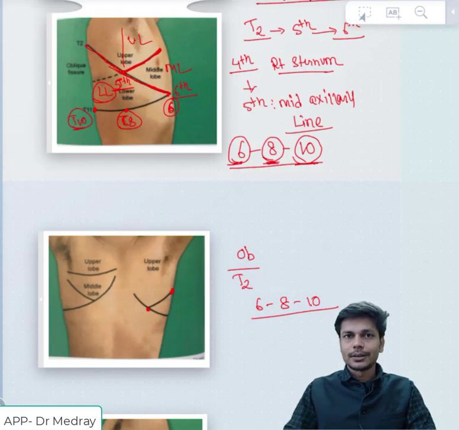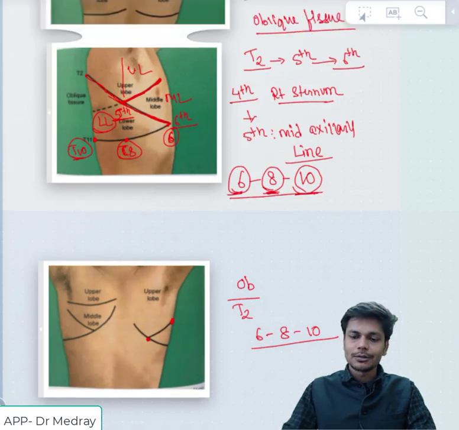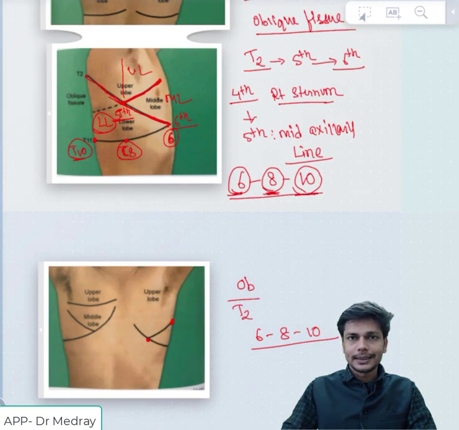So there are oblique fissures on both sides, the right side and the left side. The right side contains the only horizontal fissure. The horizontal fissure is absent on the left side. The oblique fissure we start demarcating from the T2 spinous process. We go posteriorly to reach the mid-axillary line at the 5th rib and anteriorly at the 6th rib.